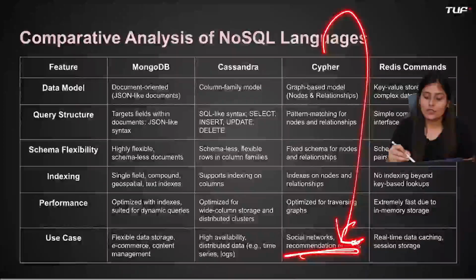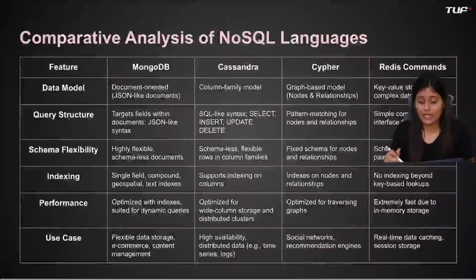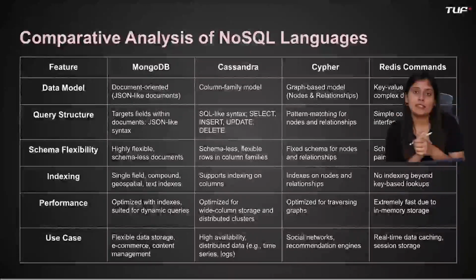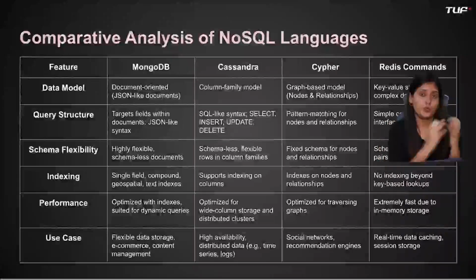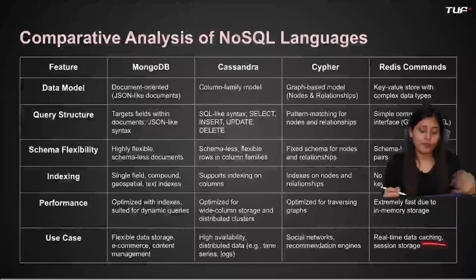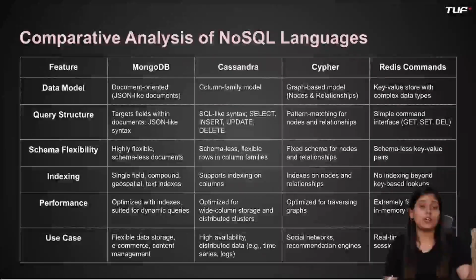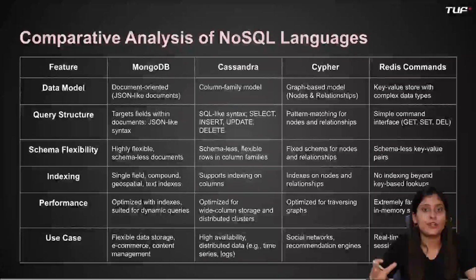Redis command is for real-time data caching and session storage. Basically it saves the data in memory instead of saving it on disk. So that's why retrieval is very fast, and that is why it's used in those use cases where real-time data management is required, that is session management and caching. So that was a basic look at different types of NoSQL query languages, how we use these languages to retrieve the data which are already saved in different formats.